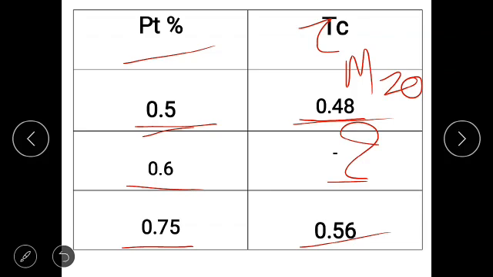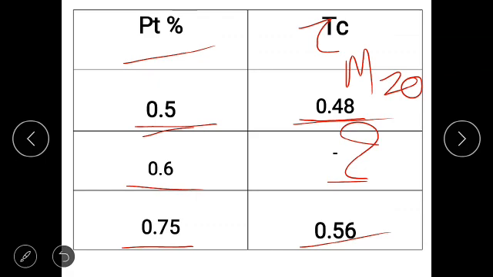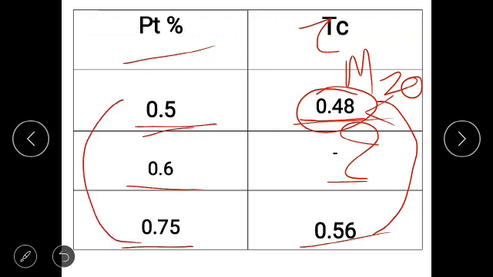So first, take here 0.48. How to calculate this? Simply, to this value add 0.56 minus 0.48, divided by 0.75 minus 0.5, and multiplied by 0.6 minus 0.5.